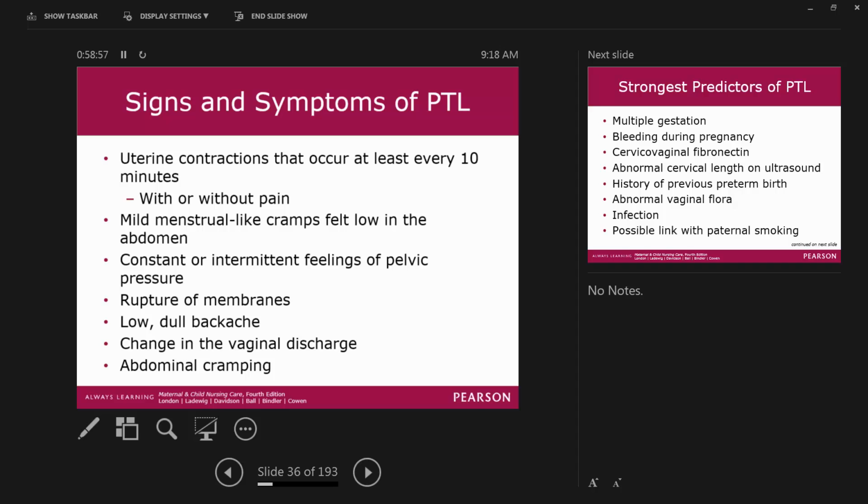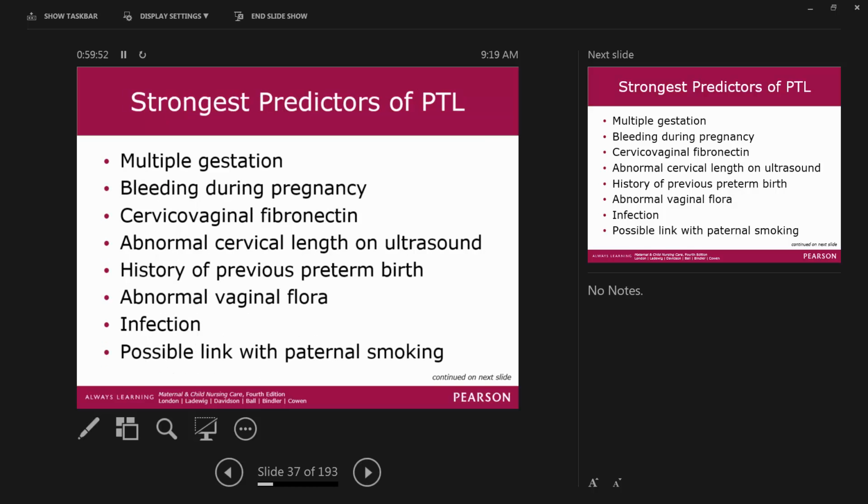All right. So signs: she has contractions that occur at least every 10 minutes, with or without pain. She can just have menstrual-like cramps. So this is the one thing that's really kind of dangerous about preterm labor, is I just feel crampy. You know, it doesn't bother me, it's irritating, I can work, I just feel crampy. She could be contracting and dilating, okay? It could be constant or intermittent pelvic pressure. She, of course, can have rupture of membranes. She can just have a low backache, start having vaginal discharge. A pregnant woman having vaginal discharge. So these signs can be really quite vague, and they can be really quite common to pregnancy anyway. Okay? So preterm labor can be kind of a scary thing.